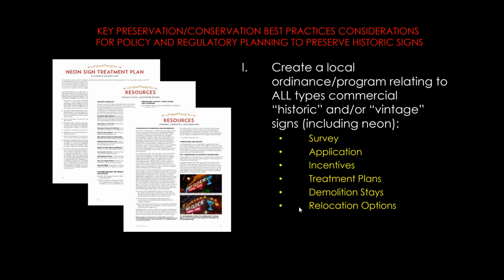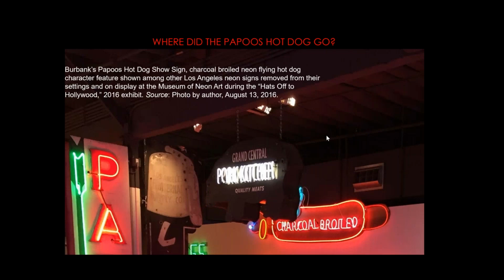Demolition stays give the opportunity for things to survive, and relocation options. Knowing your relocation options as a city, maybe have a list of museums or places that might be interested in taking these signs on. So what happened to our papoose? Burbank's Papoose Hot Dog Show sign ended up in the Hats Off to Hollywood exhibit in 2016, and you can see them there at the bottom. And so it could be put back. It could be reversed. And I think when it goes to a museum or somewhere else, you might think about that. Is this a sign that could be reversed if a new owner takes interest in replacing the sign?